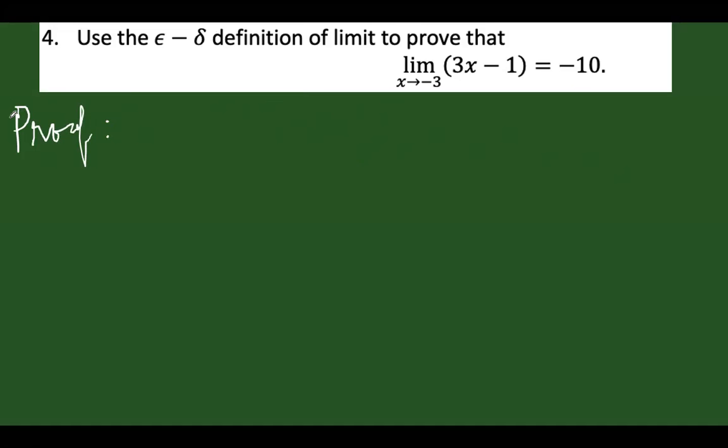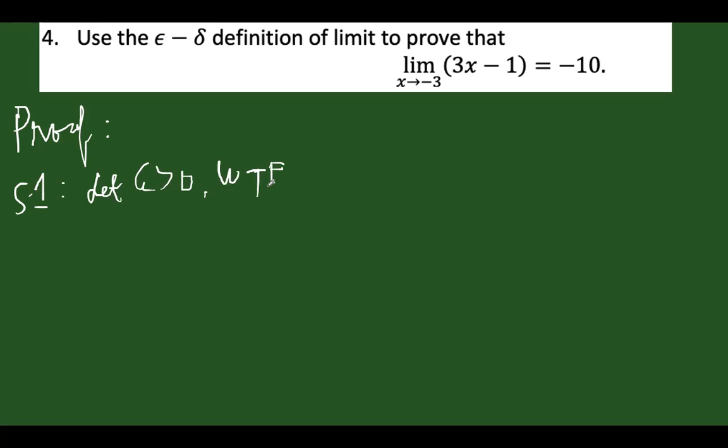For step number 1, we're going to find delta. So to find delta, we let epsilon greater than 0. And we want to find delta greater than 0 such that the absolute value of x minus -3 is greater than 0 but less than delta.